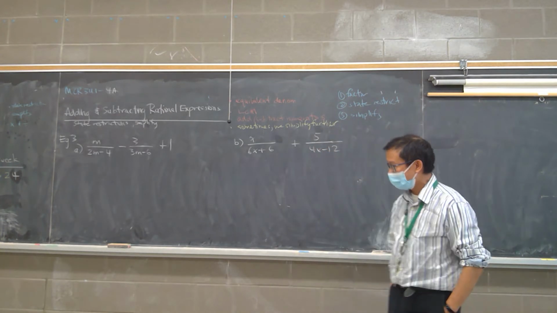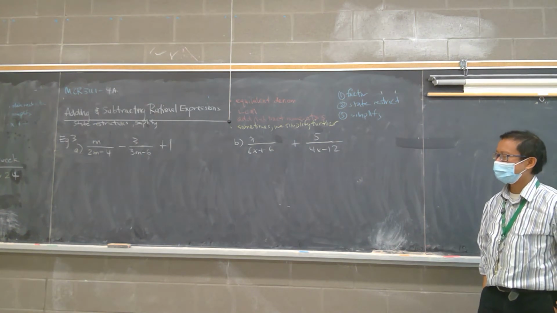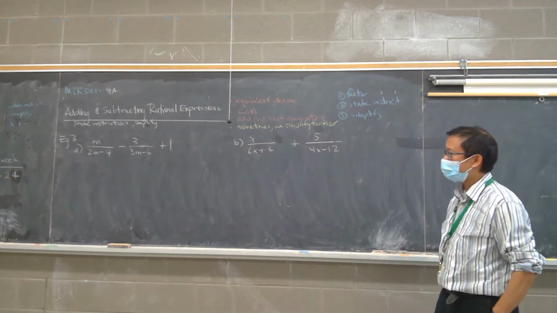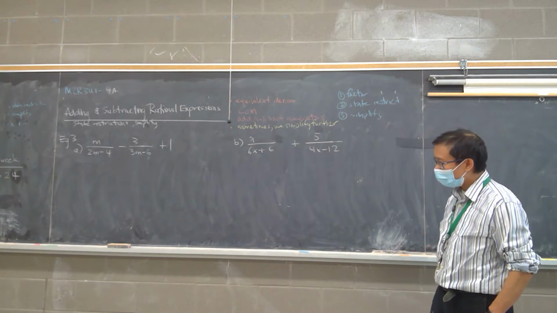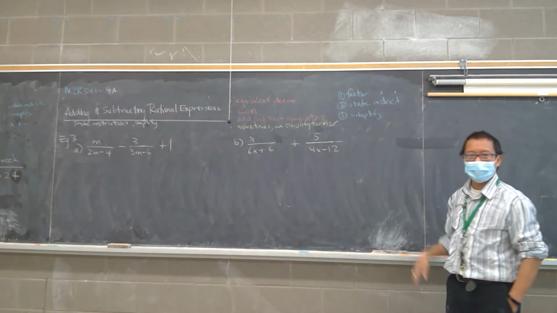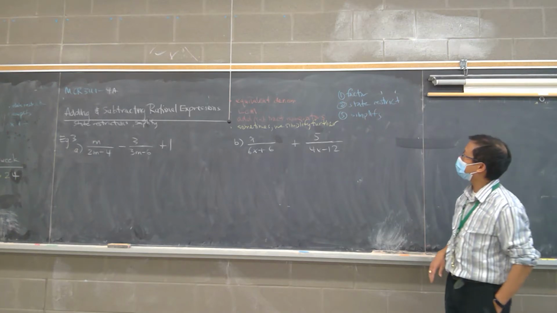And as you can see on the chalkboard, or if you're watching from home, question 3A is m over 2m minus 4 minus 3 over 3m minus 6 plus 1. So this question is a little bit tricky. We're still going to follow the rules that we talked about in the previous YouTube video. We're still going to factor first, state restrictions, and simplify.